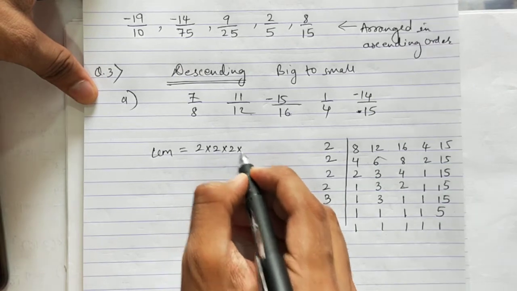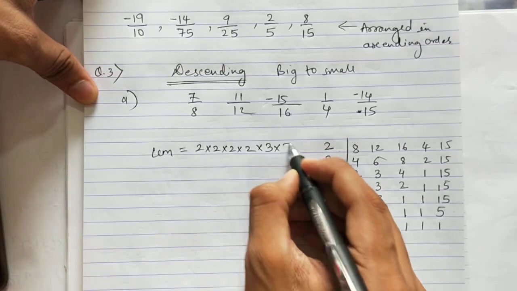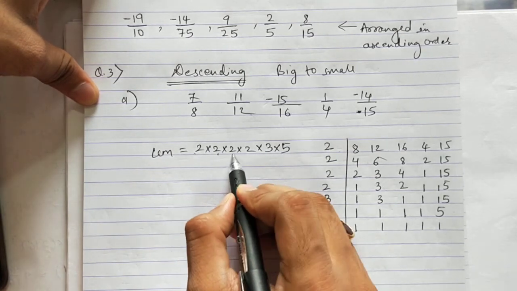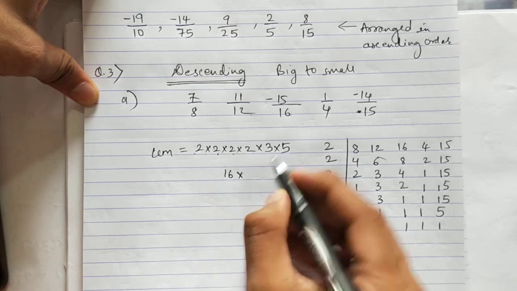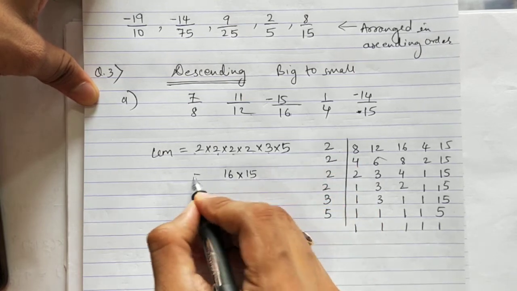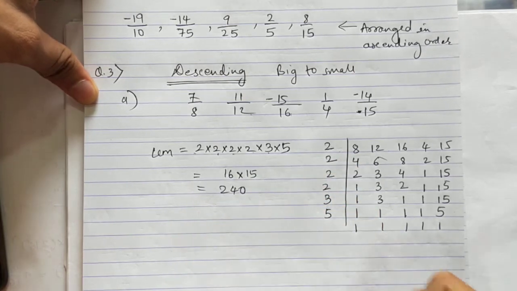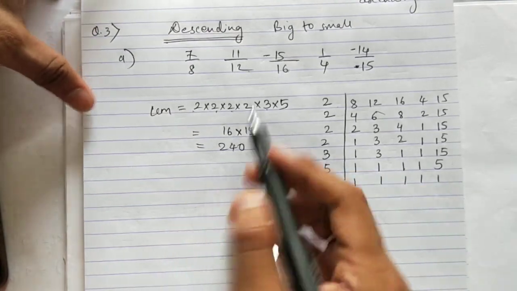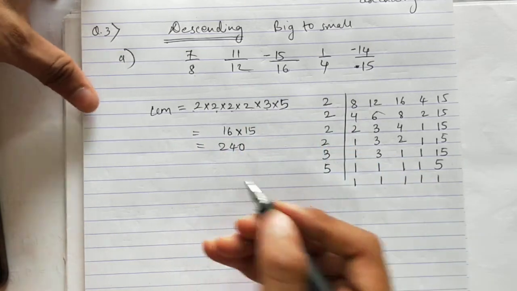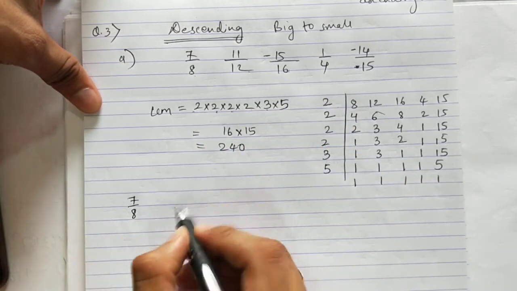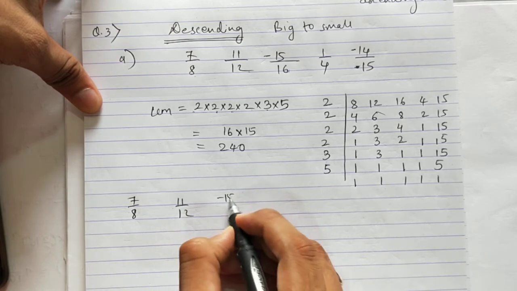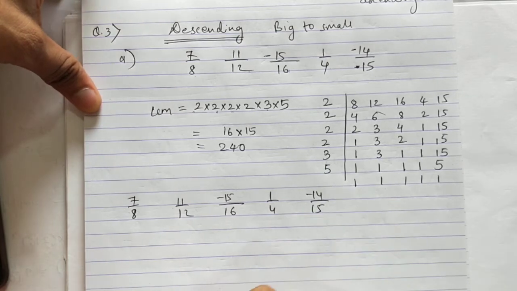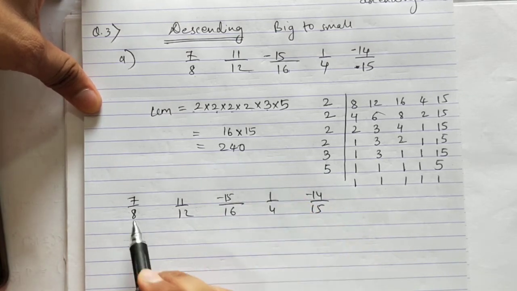So this is the LCM here. 2 into 2 into 2 into 2 into 3 into 5. So 2 2s are 4, 4 2s are 8, 8 2s are 16, into 3 5s are 15. So this is 240. Okay, this is 240. LCM is 240, means I have to make every denominator as 240. 7 upon 8, 11 upon 12, minus 15 upon 16, 1 upon 4 and minus 14 upon 15. Let's make the denominators 240.